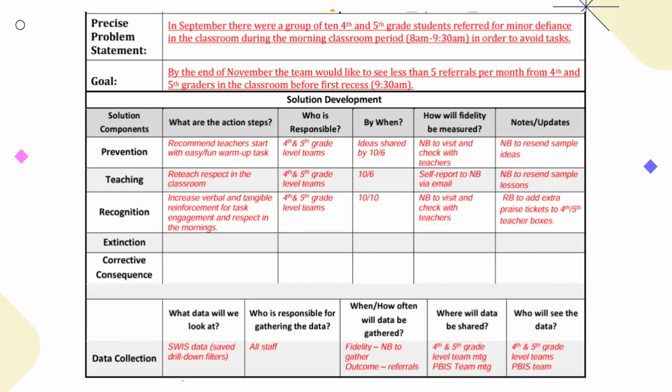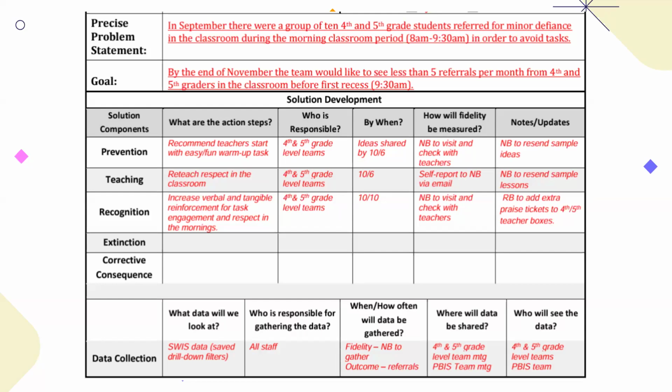How are we measuring the fidelity of that solution? And then any other notes that we may feel would be beneficial. At the very bottom, this is key because it talks about our data collection. What data are we going to look at?